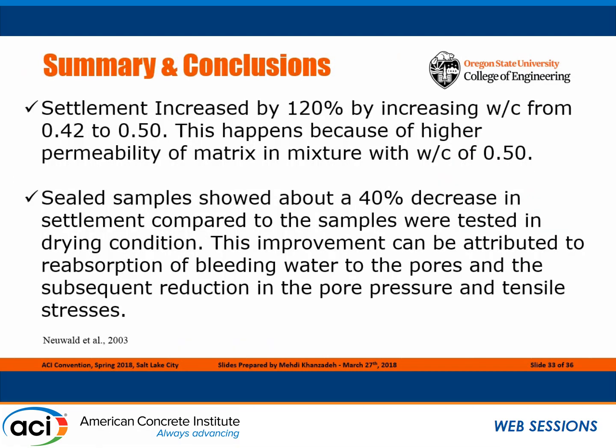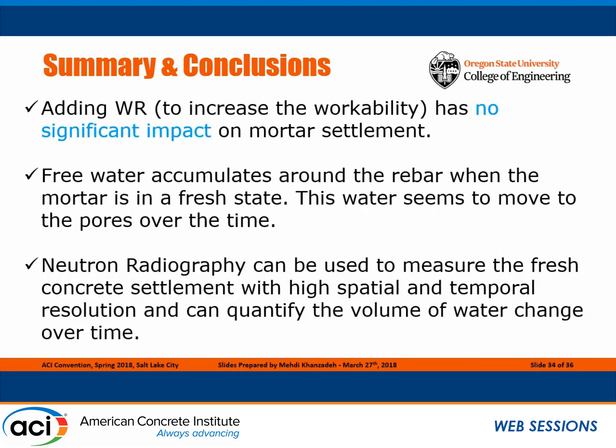As I said, the settlement increased by 120% when I used 0.5 instead of 0.42, and this happens because of the higher permeability of the matrix. And sealed samples showed about 40% decrease in the settlement, and that's because of the reabsorption of the bleeding water inside the pores and a reduction in the pore pressure and the stresses.